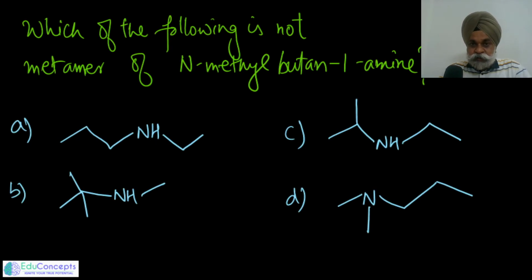Now let us do one more question out of this. Which of the following is not a metamer of N-methyl butane 1-amine? First we have to write N-methyl butane 1-amine. First we have to draw it.